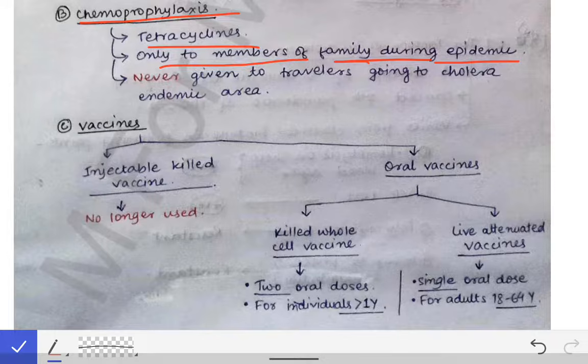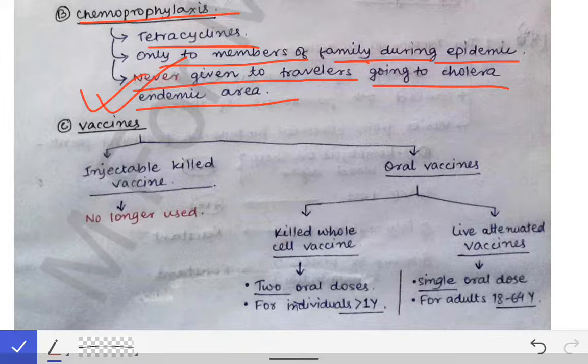Remember, the chemoprophylaxis for cholera is never given to travelers going to a cholera endemic area. This is not like malaria, where we give chemoprophylaxis to any person who is going to a malaria endemic area. In case of cholera, chemoprophylaxis is never given to travelers going to cholera endemic areas. This is in contrast with malaria.